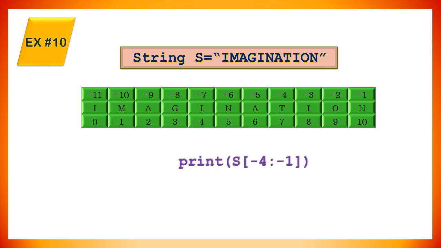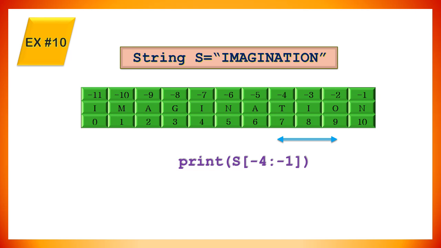S[-4:-1]. Minus 4 is represented as 7 in forward indexing and minus 1 is represented as 10 in forward indexing. So minus 4 to minus 1 can be thought of as 7 to 10. So 7 to 10 means what? 7 to 10 minus 1, which is 9. So indexes between 7 to 9 will be generated.